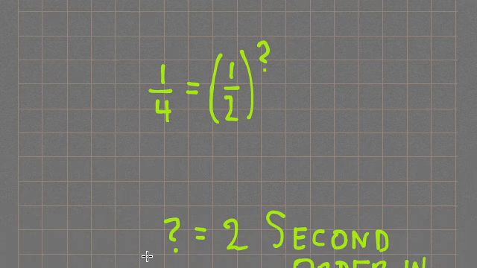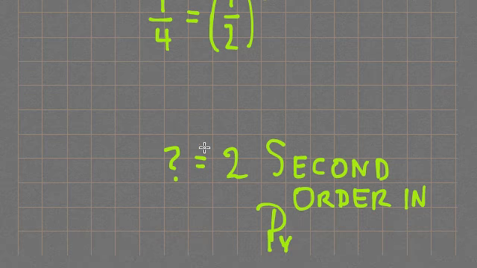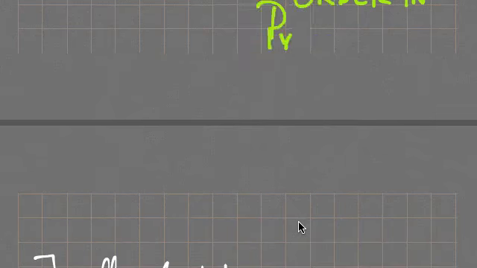Forgive me if I don't solve that rigorously mathematically, but 1 half to the what power gives you 1/4? Yeah, it's 2. So in other words, we are second order in the pressure of Y. We've discovered what that question mark should be.